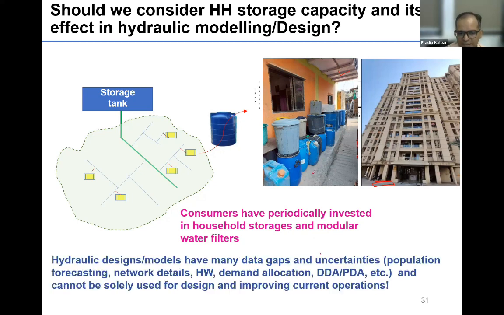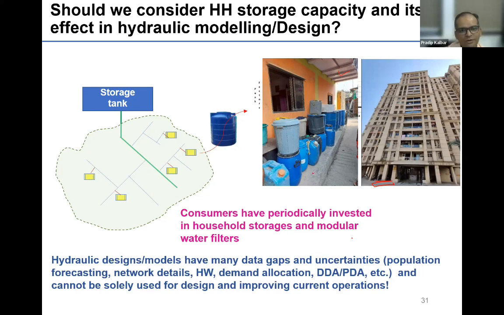Hydraulic design models have many data gaps, so don't believe them too much. Even for our approach, I told you, you can believe 50%. So do not believe the hydraulic model alone and take decisions, because population forecasting, network details, Hazen-Williams, demand allocation, DD or PD approach, tremendous amounts of uncertainties are there. So we have to go on field, do the entire monitoring, and then take the decisions.